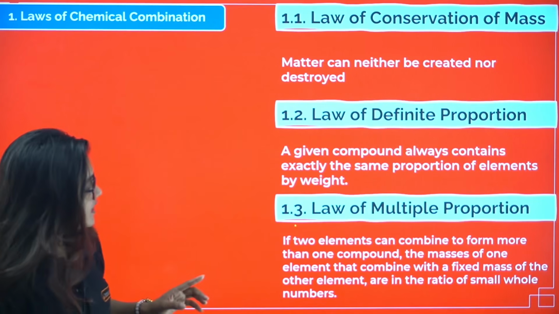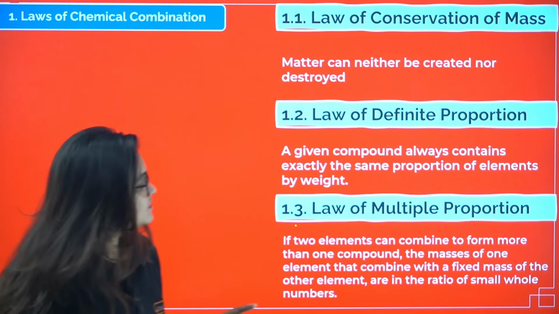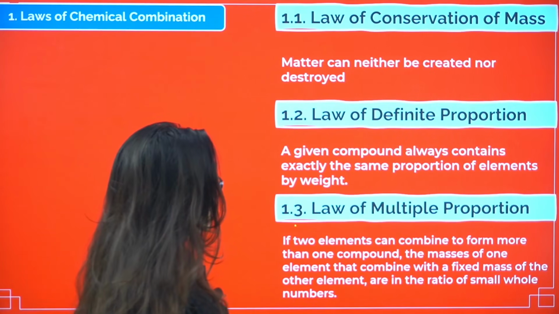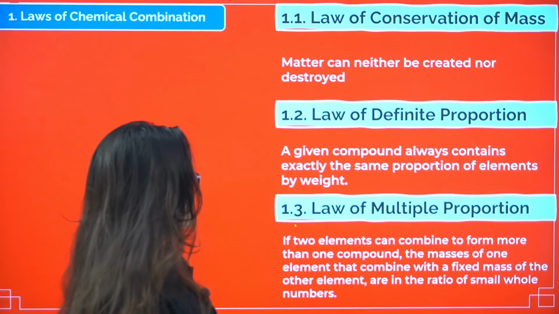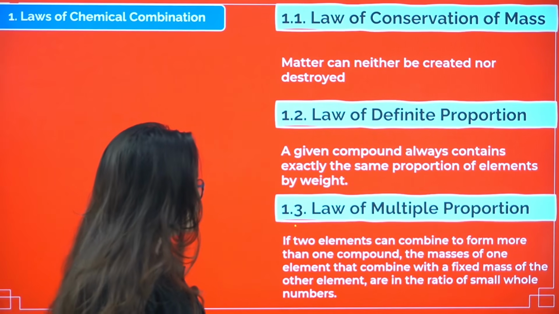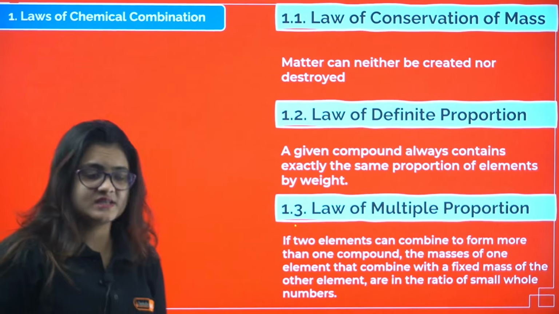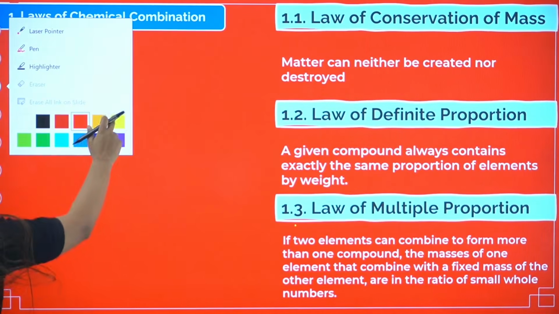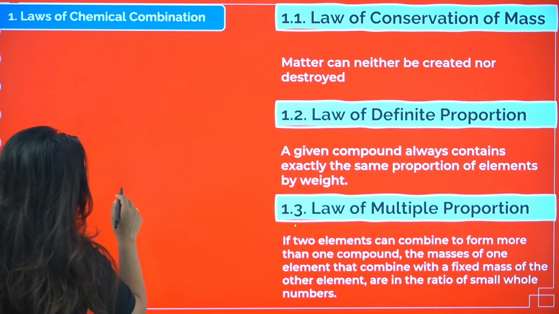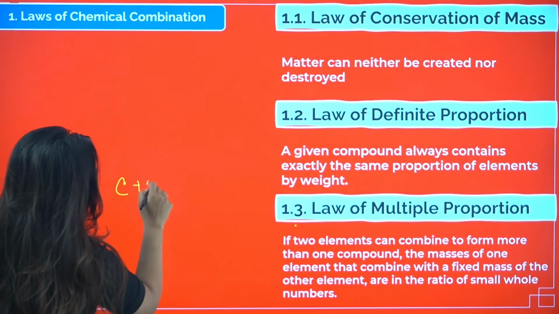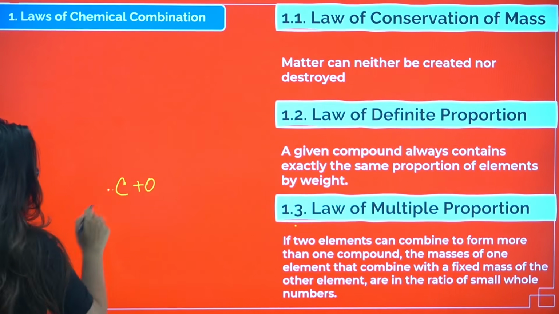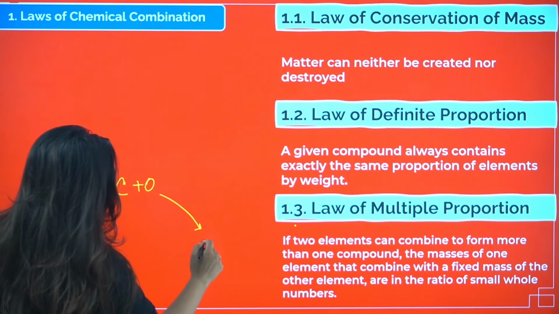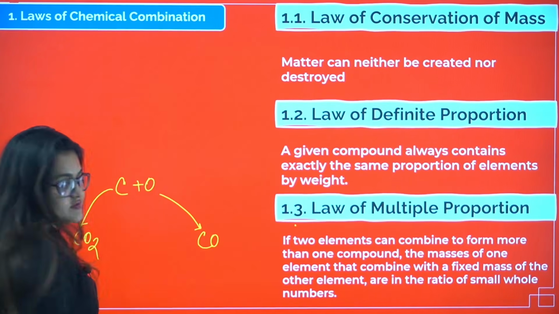Next, law of multiple proportion. You can see if two elements can combine to form more than one compound, the masses of one element that combine with a fixed mass of the other element are in the ratio of small whole numbers. Let me explain this a little bit. See, if carbon and oxygen combine, they can form CO2 and they can form carbon monoxide as well, right?